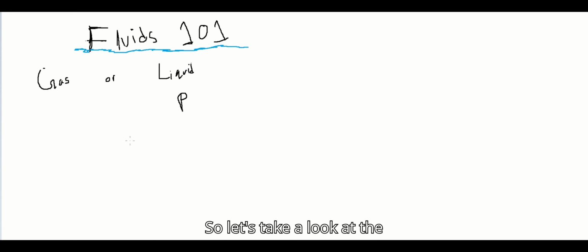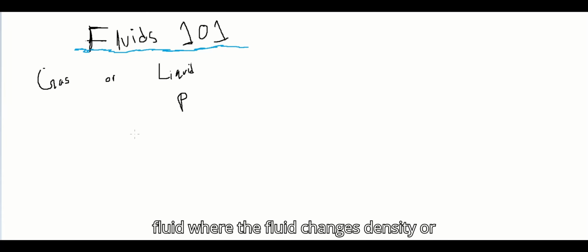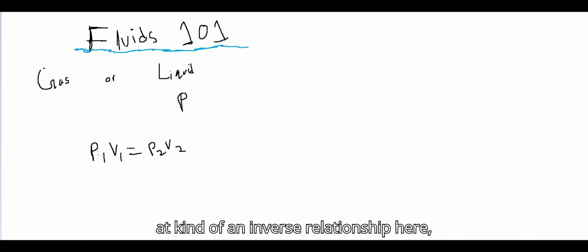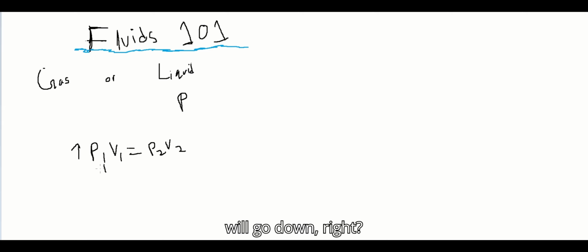So let's take a look at the relationship between pressure and volume, right? Compressibility is the property of the fluid where the fluid changes density or volume for a fixed mass under the application of pressure. So when we have our gas law, P1 V1 equals P2 V2, we can see an inverse relationship here, right? One will go up, the other one will go down, right?